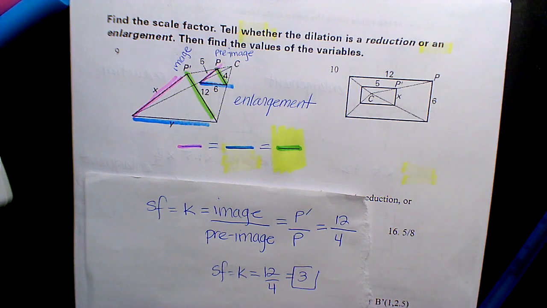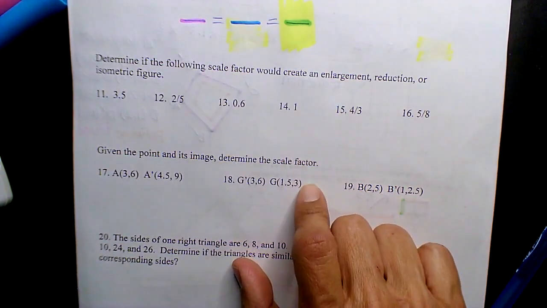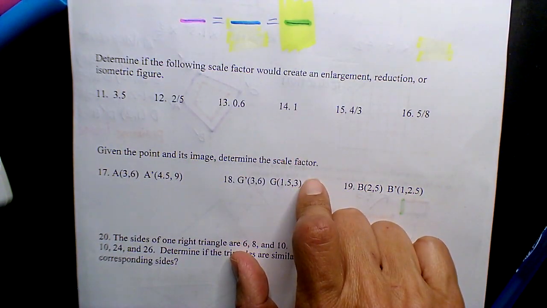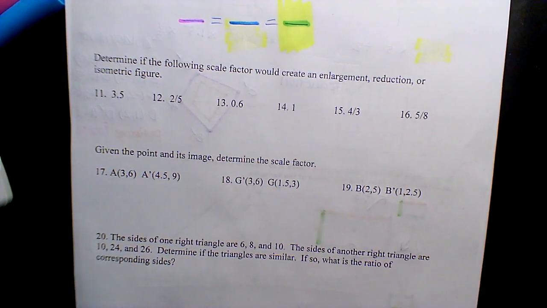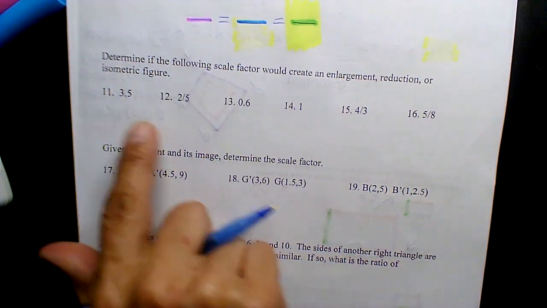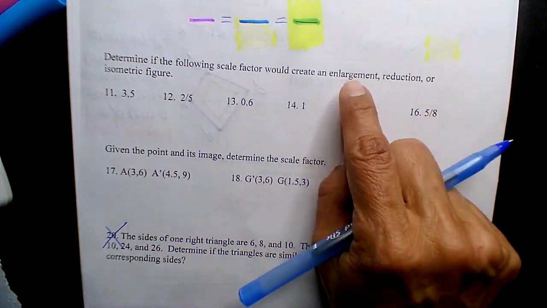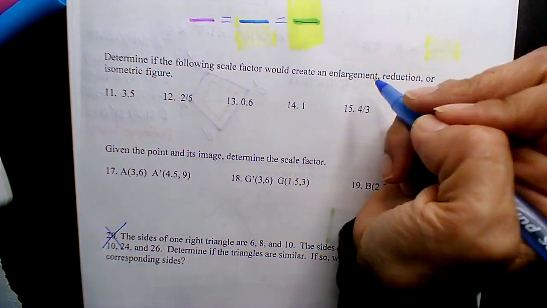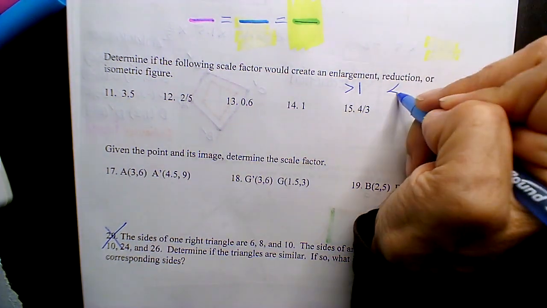Let me give you like 10 minutes. Have you looked at the bottom ones? Have some of you done this already? I think some of you have. All right, you're not doing number 20, so you can skip 20. You're doing 11 through 19. So for 11 through 16, remember, if it's an enlargement, the number is greater than 1. If it's a reduction, it's less than 1.